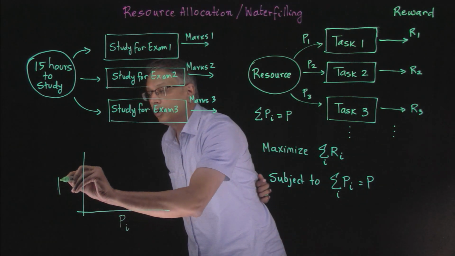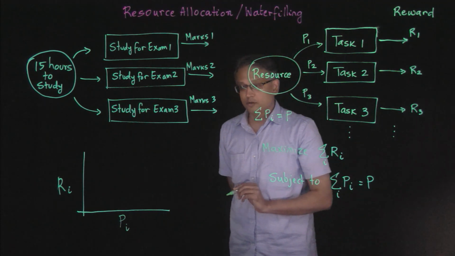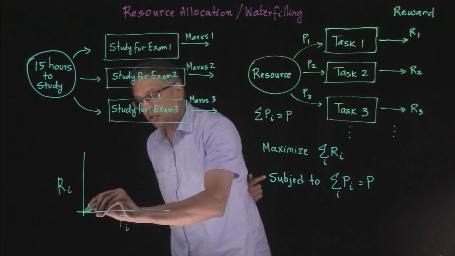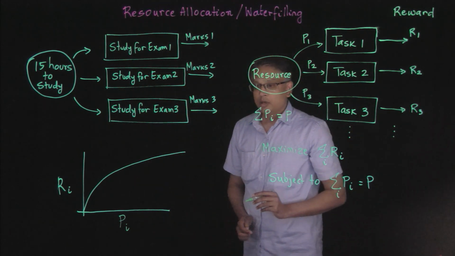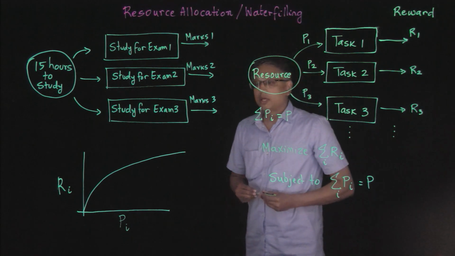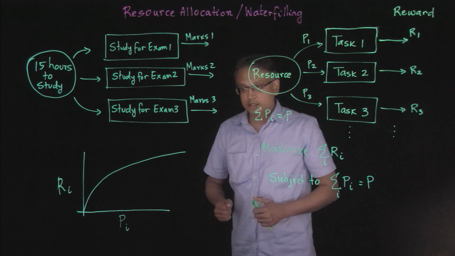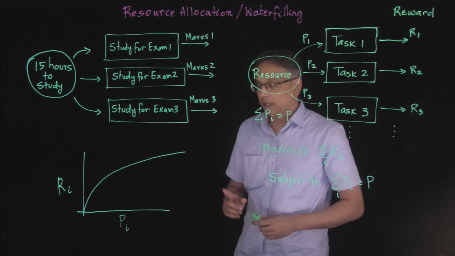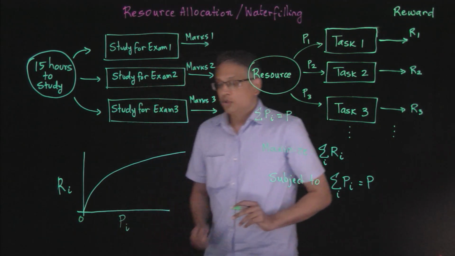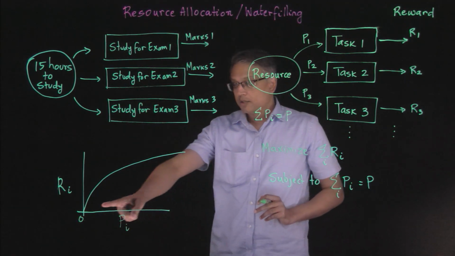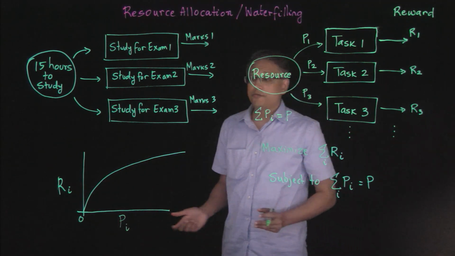So if you plot the resource that you allocate to a particular task, P sub i, and you think about how the reward changes as a function of P sub i, a typical reward function would exhibit a characteristic like this. Now, you may have heard of people talking about diminishing returns, and this is showing something similar to that. So let's think about this point. What that tells you is, if you allocate 0 resource to a particular task, you're going to get 0 reward. If you don't study for an exam, you're going to get 0.